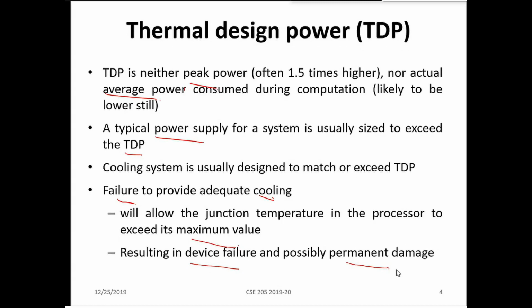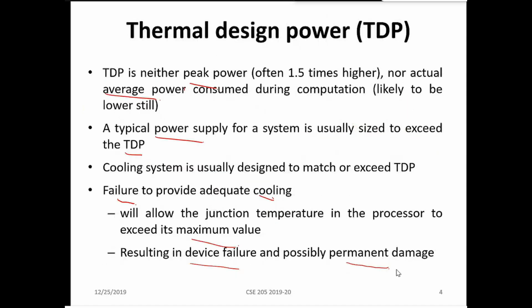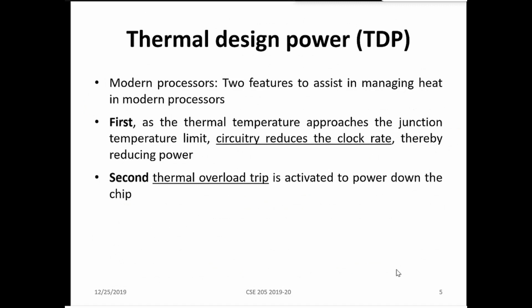Okay. So voltage drop, listen here, voltage drop can be handled with respect to the voltage indexing method. But if the cooling is not handled properly, it probably results in device failure, and possibly permanent damage also. So we have to be very careful.